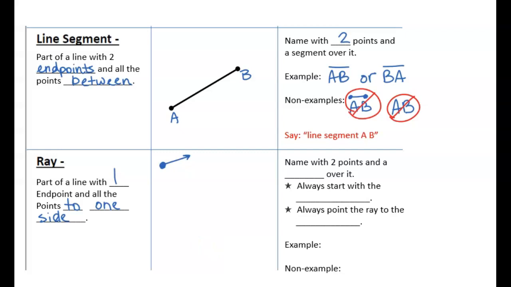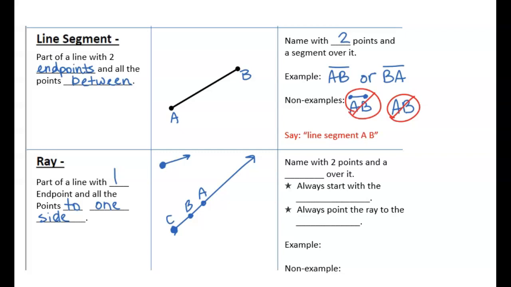So that's a ray. I'm going to draw one that's a little bit bigger. So here's my endpoint and all the points to one side. Because there are all of these points on one side, I might have some other points that are labeled. So maybe this is point C, point B, point A. I'm intentionally doing these not in alphabetical order so that you get used to seeing points that are not in alphabetical order.